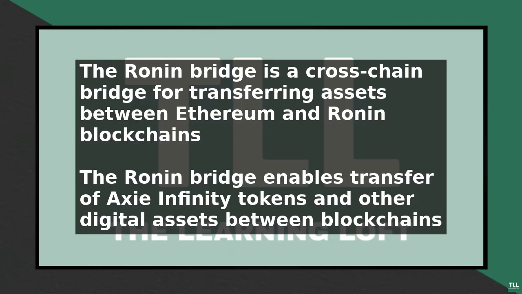First, let's start with the basics. The Ronin Bridge is a cross-chain bridge that enables the transfer of assets, including Axie Infinity tokens and other digital assets, between the Ethereum and Ronin blockchains. This bridge is essential for players who want to participate in the Axie Infinity game, as it allows them to move their assets between the two blockchains.